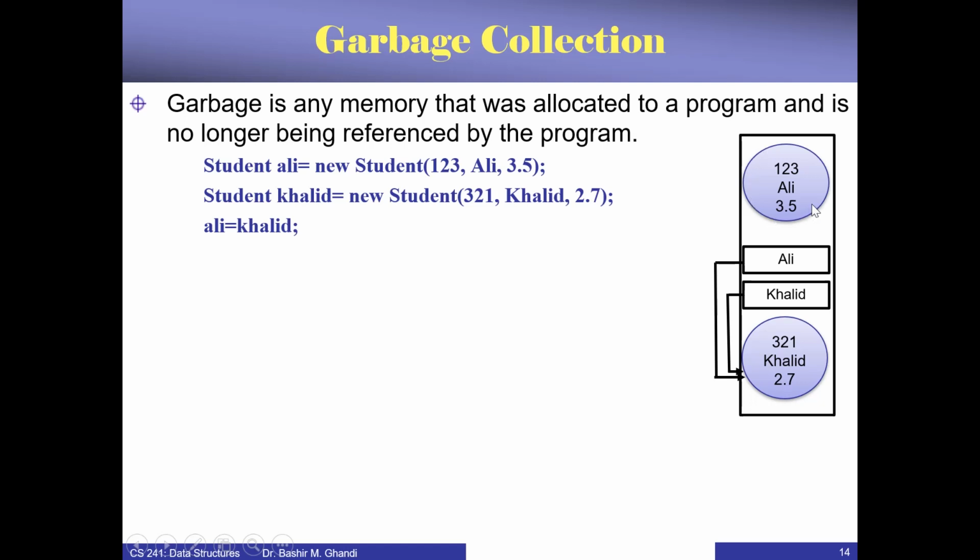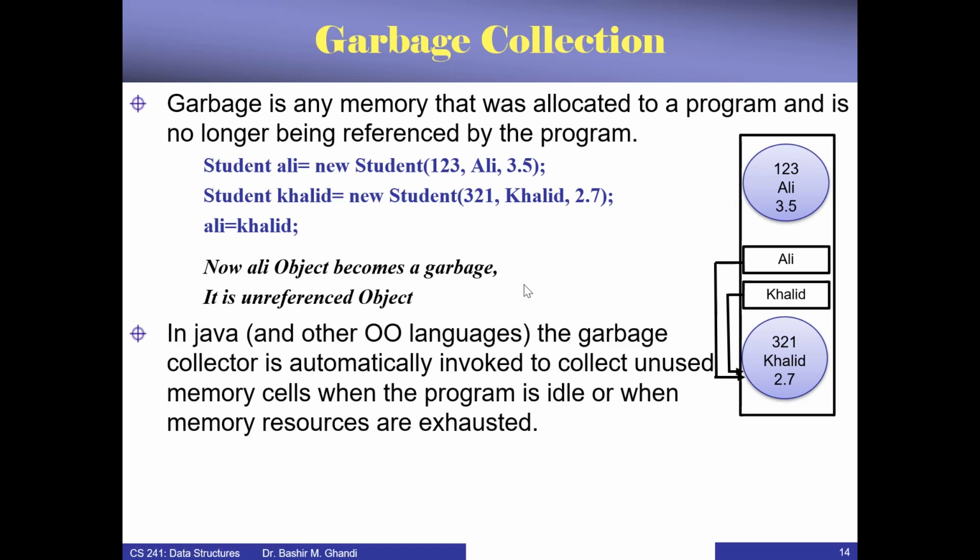Now, this is what we call garbage. Garbage is memory that was allocated but is no longer being referenced by the program. Garbage collection is the process of locating this type of memory that is no longer being used and returning it back to the pool. So this is just explaining that now the Ali object becomes garbage. It is an unreferenced object. No reference is pointing to that object, so it is called unreferenced, and therefore it's garbage.